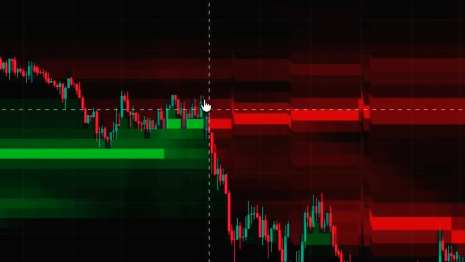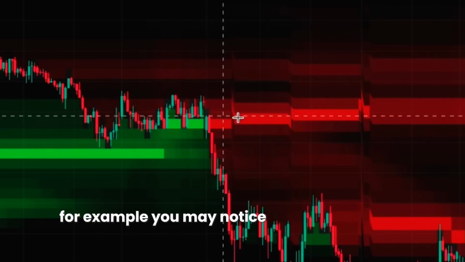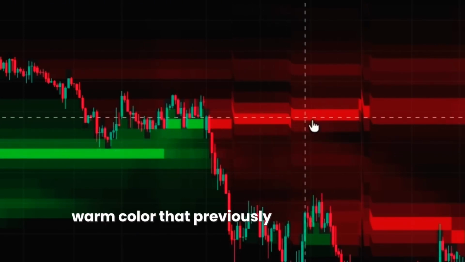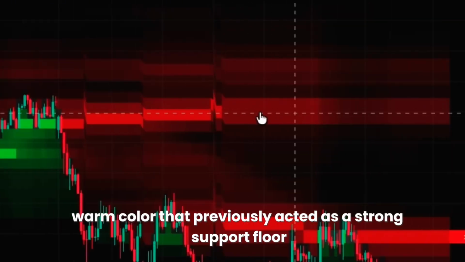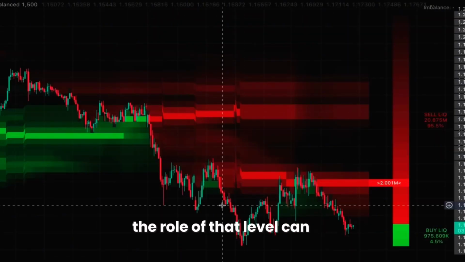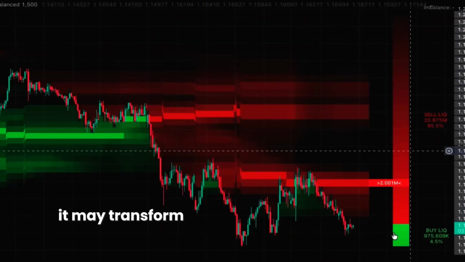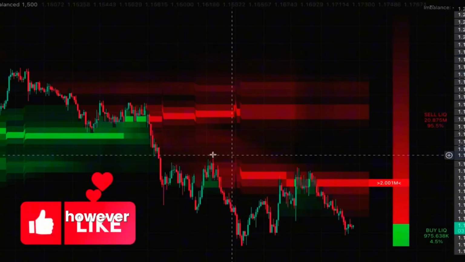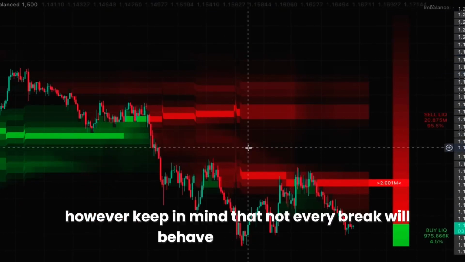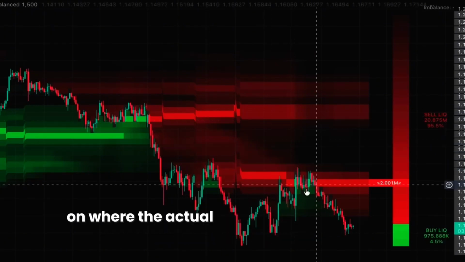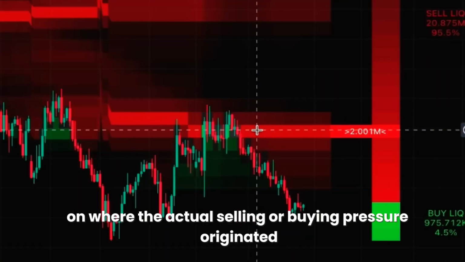For example, you may notice a price range with a deep, warm color that previously acted as a strong support floor. When that level eventually breaks, the role of that level can shift. It may transform into a resistance ceiling on any future retest. However, keep in mind that not every break will behave the same way. The strength of the reaction depends on where the actual selling or buying pressure originated.